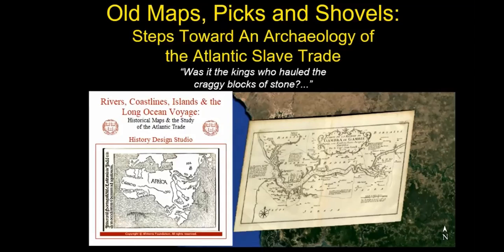These are in many cases named after kings. But as one poet put it later on in a very powerful poem, was it the kings who hauled the craggy blocks of stone? This is the kind of question that can't help but be raised by the close study of these maps and the archaeology of the buildings left in the African coast. We're taking steps towards an archaeology of the Atlantic slave trade.